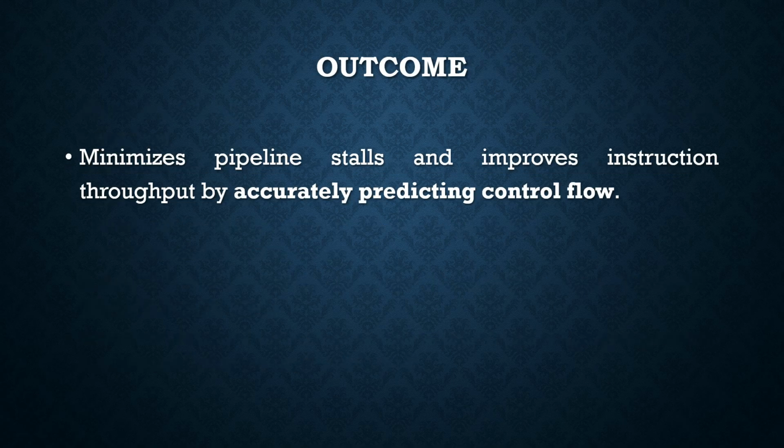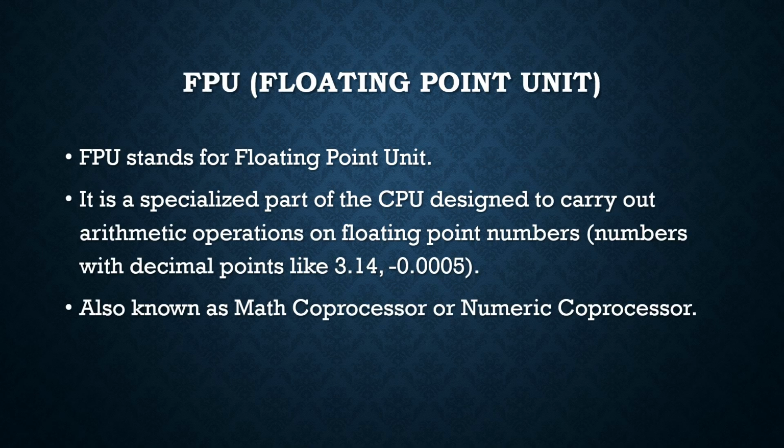In similar scenarios, it can minimize pipeline stalls and improve instruction throughput by accurately predicting the control flow. So, these are the concepts of the branch prediction methodology. Next is the floating point unit.